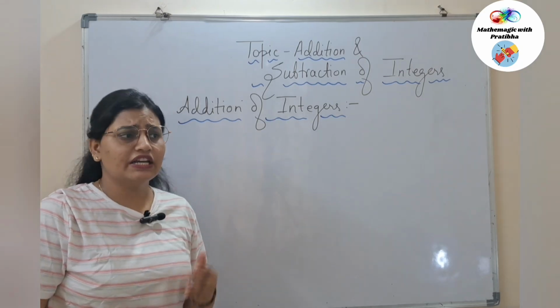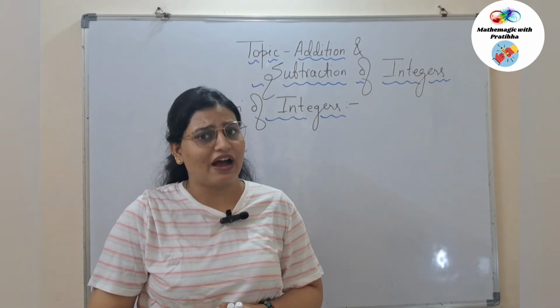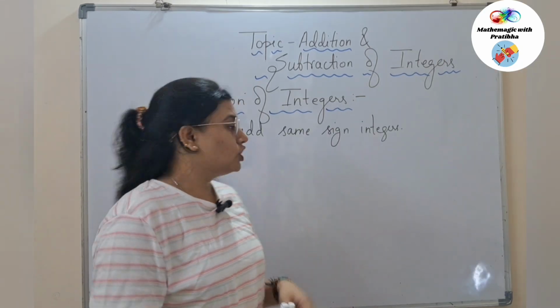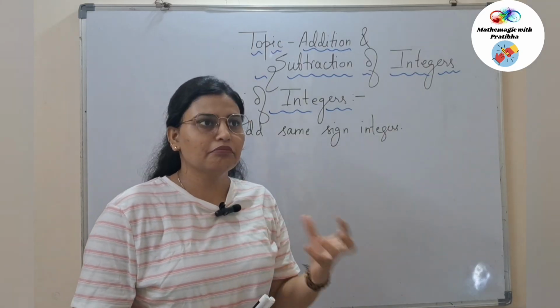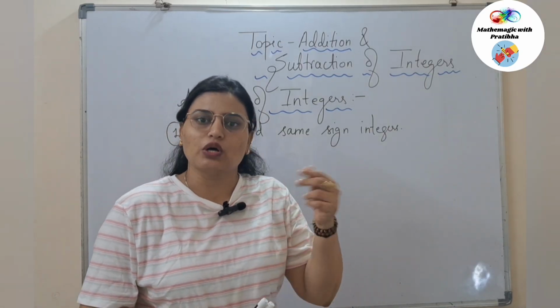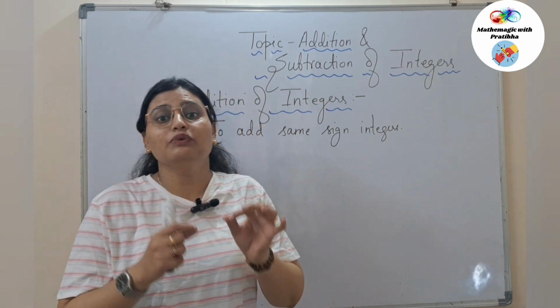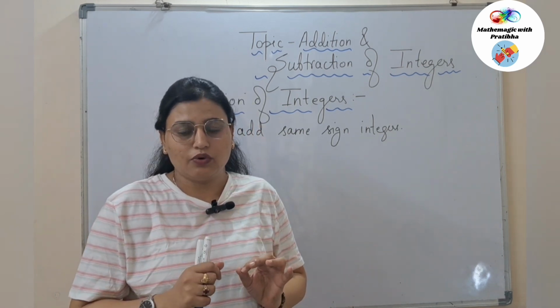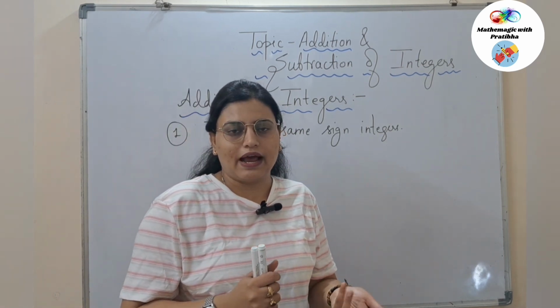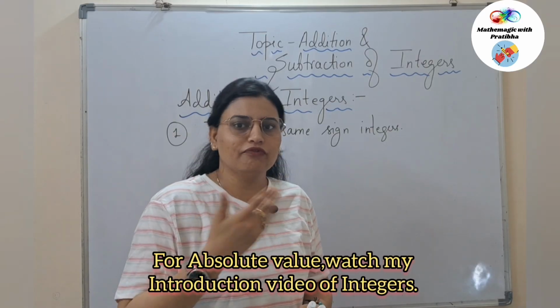So to add integers, there are some rules which we have to follow. The first rule is to add same sign integers, meaning when we have to add two positive integers or two negative integers, that time we will add their absolute values. Okay, without their sign we will add. Let's understand this with the help of an example.